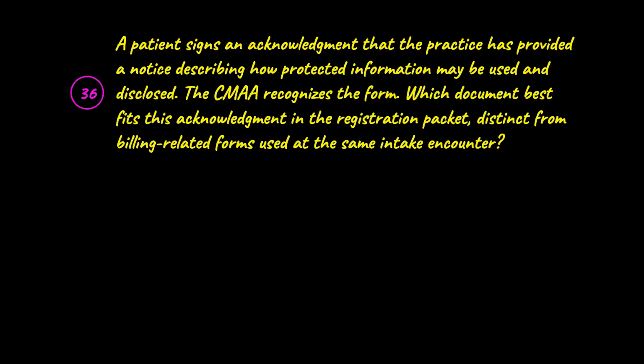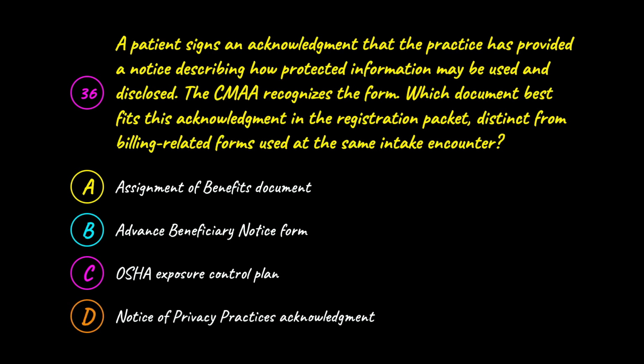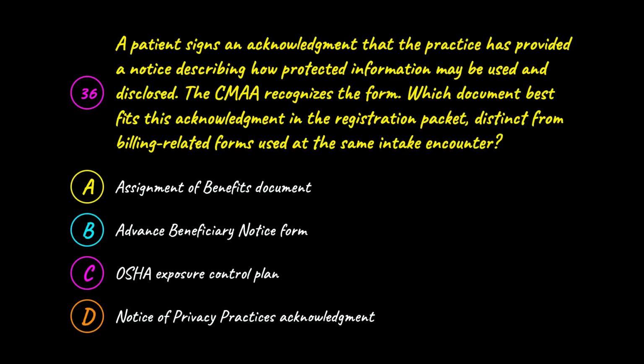Your options are A. Assignment of benefits document, B. Advance beneficiary notice form, C. OSHA exposure control plan, D. Notice of privacy practices acknowledgement. What's your answer? Commit to one before I continue.